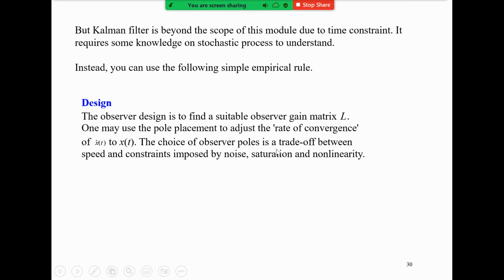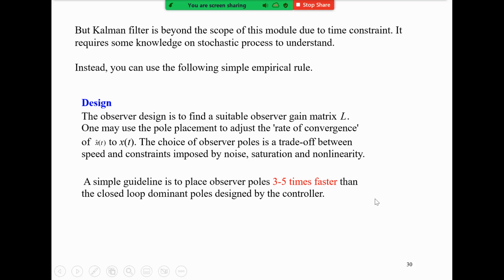We know the observer gain and poles, right? The choice of the observer poles is a trade-off between the speed and the constraints imposed by noise, saturation, and nonlinearity. Okay, here is a simple guideline. Let's say for this module, for this course, we use this simple rule.